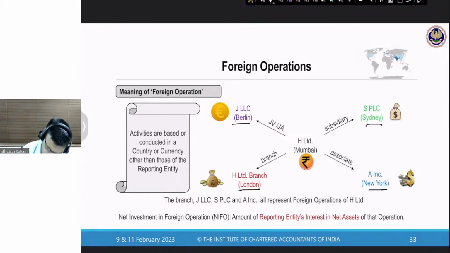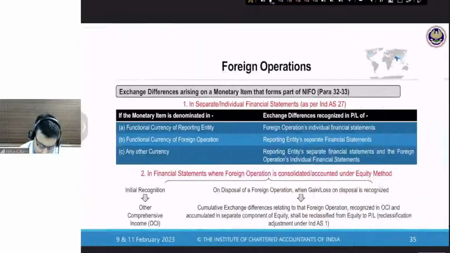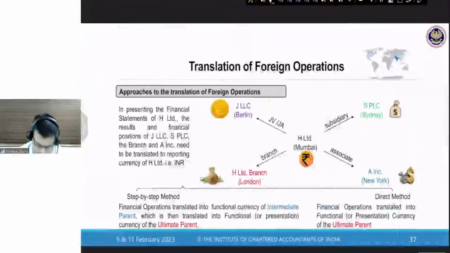For the time being, don't pay attention to this net investment in foreign operation. I'll come to that towards the later part of the discussion. So now, how do I translate my foreign operations?